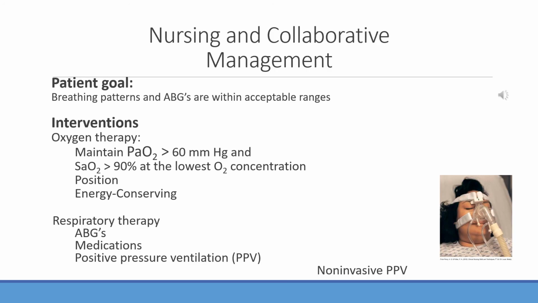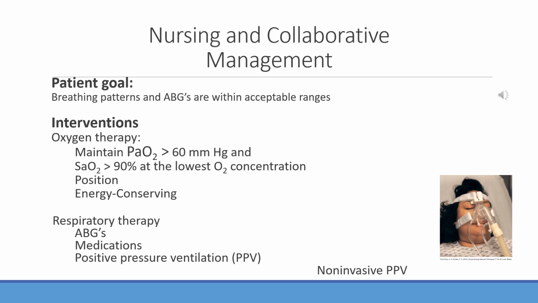Our main patient goal for someone who has acute respiratory failure is to get a breathing pattern and a blood gas that are within acceptable ranges. So we know that they've got good ventilation and oxygenation and perfusion. As far as interventions go, we've talked a little bit about oxygenation therapy, and I have given you, I think, in the folder, the page numbers that will go with oxygenation therapy, and then there's an additional page for actually talking about ventilation as far as using a ventilator goes.